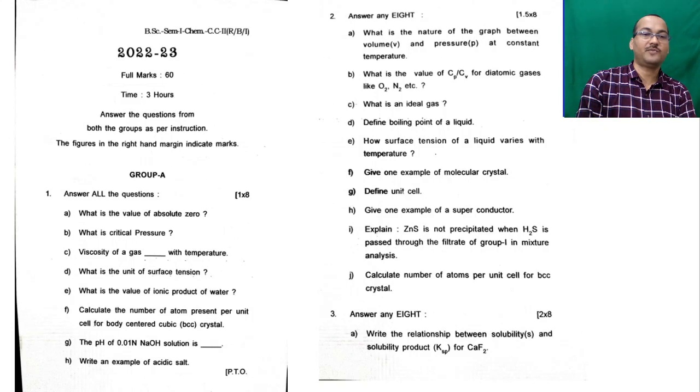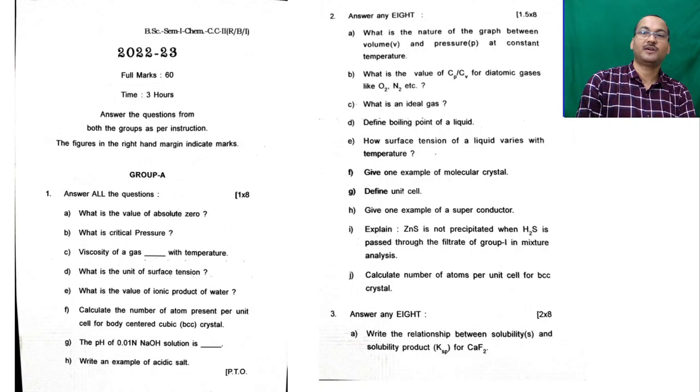Calculate the number of atoms present per unit cell for body centered BCC crystal. And the pH of 0.01 normal NaOH is what? Write an example for acidic salt. Then we will move to question number 2. Here each question carries 1.5 marks and you need to answer 8 questions.